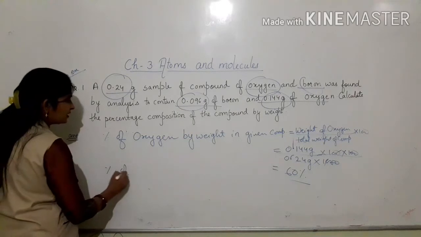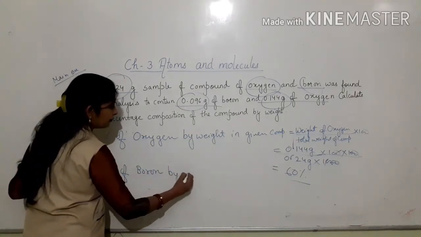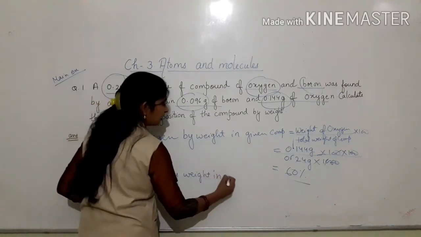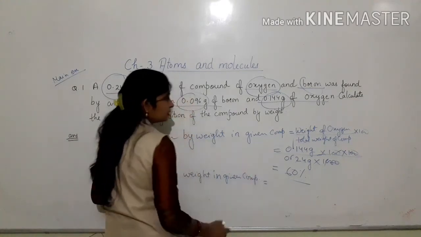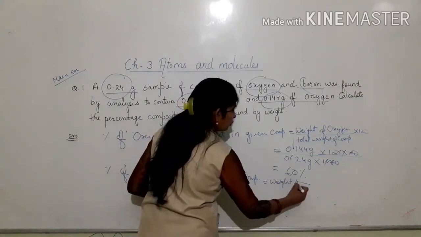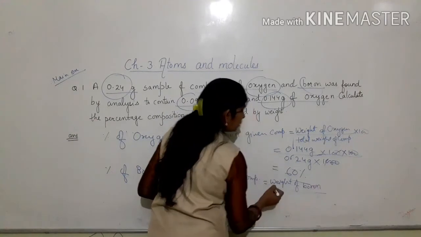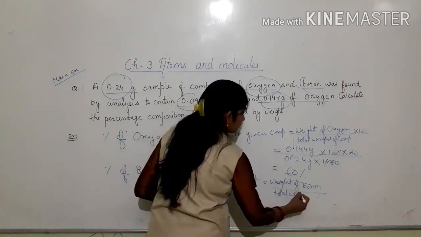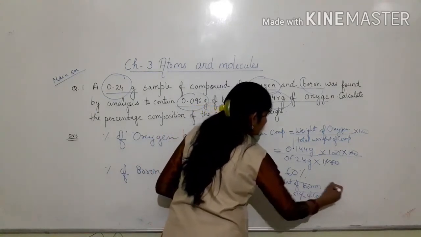Now the percentage of boron by weight in the given compound is equal to the weight or mass of boron in this compound upon the total weight or mass of the given compound into 100.